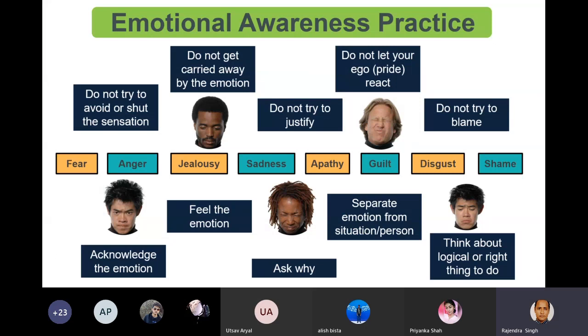I mean, try to go deeper into why you are feeling something if you're not clear about it. If you don't have a clear picture about some emotions, right? It could be sadness, it could be anger, it could be fear. Fear is a very common emotion.